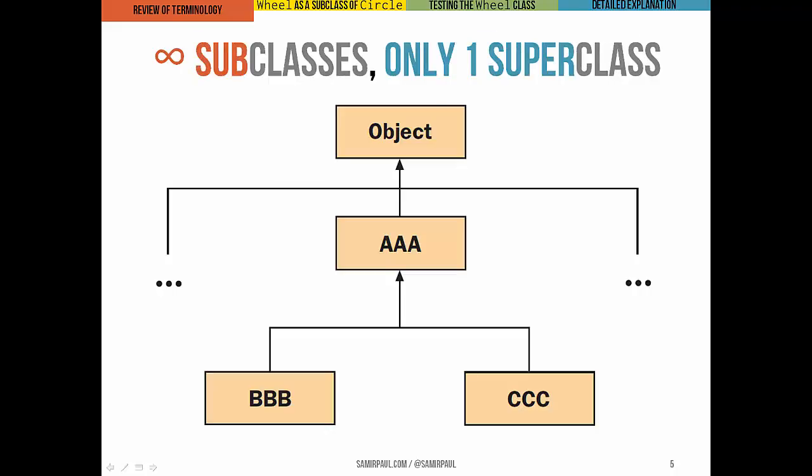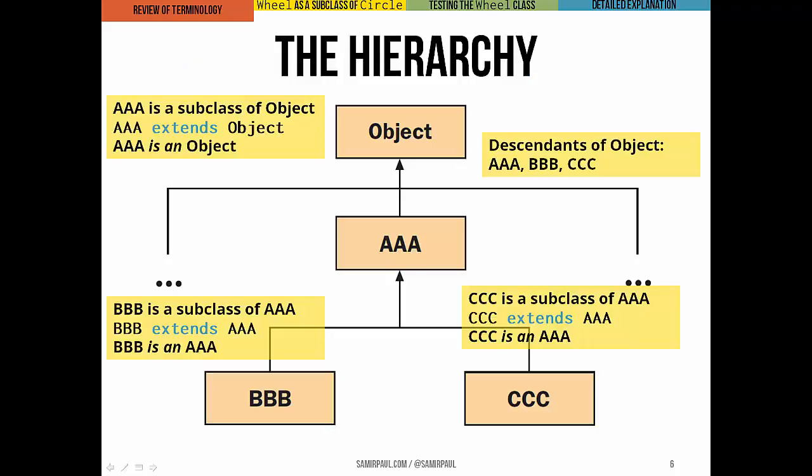Now, a class can have as many subclasses as it would like, but every class except Object, of course, which is at the root, has exactly one superclass. AAA has multiple subclasses, BBB and CCC, but it has only one superclass, which is Object. Likewise, CCC could have as many subclasses as we wanted to give it, but it has only one superclass, AAA. The descendants of a class means that class's subclasses, plus their subclasses, and their subclasses, and so on through the hierarchy.